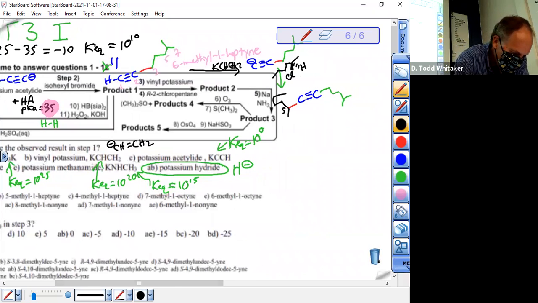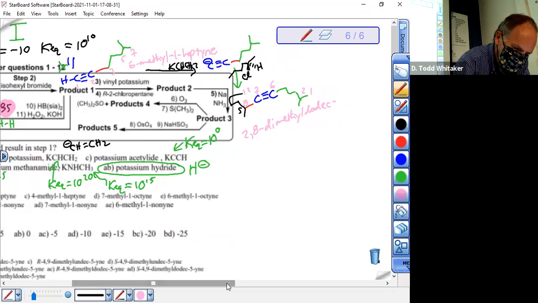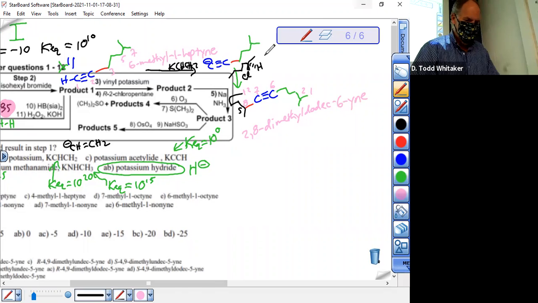Let's see. Starting right or left is a good question. 1, 2, 3, 4, 5, 6, or 1, 2, 3, 4, 5, 6. But this puts a group on 2. 1, 2, 6, 7, 8, 9, 10, 11, 12. So it's 2, 8 dimethyl dodec 6-yne. 2, 8 dimethyl dodec 6-yne.